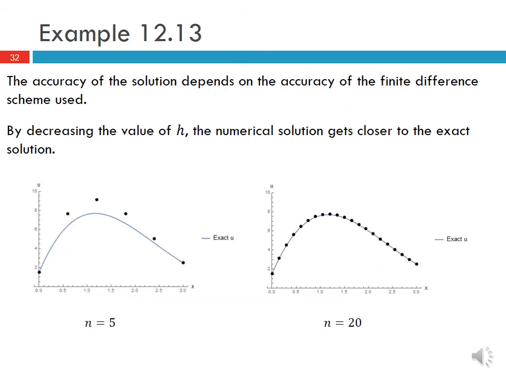The accuracy of the solution depends on the accuracy of the finite difference scheme used. And we know that the finite difference scheme's accuracy, of course, is related to the step size h, so we can decrease the value of h to improve our numerical solution. Here, comparing n is equal to 5 versus n is equal to 20, you can see that we get a much better approximation using a higher number of points or smaller intervals.